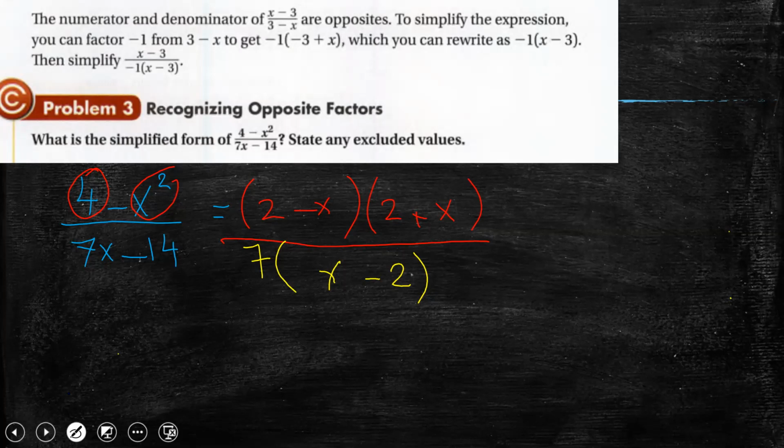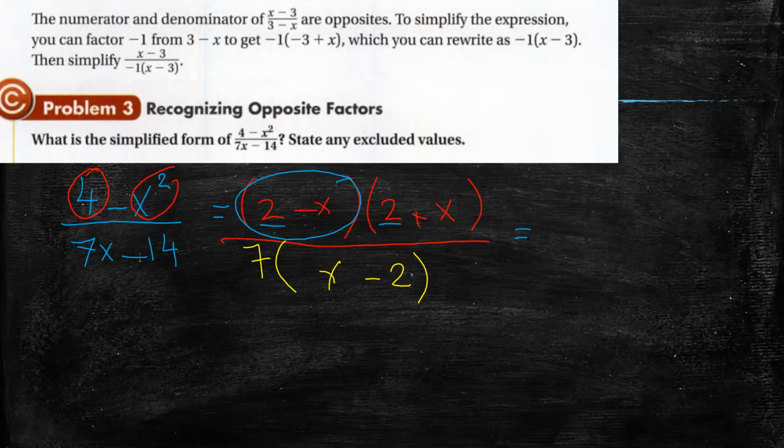Look at the opposite of negative 2. Where is it? It is positive 2. So it could be this one or this one. Now, where is the opposite of positive x? Negative x. So it will be this one. So how to write it? This one, which is 2 minus x.